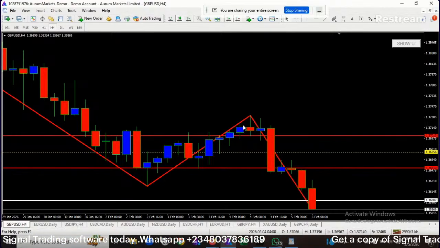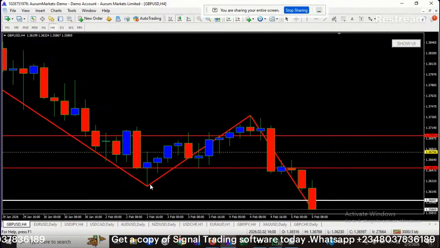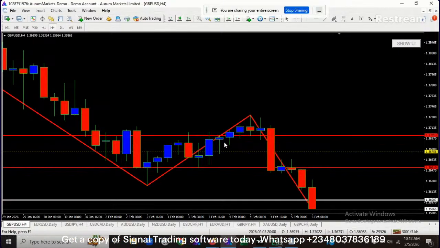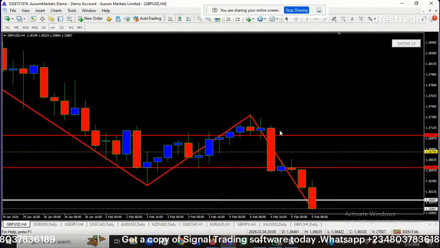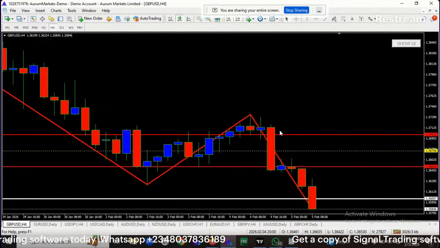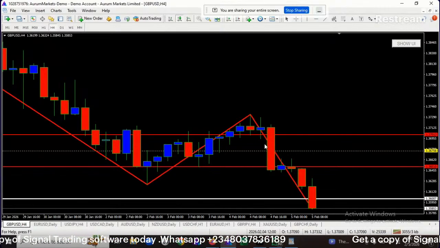So the formation of the shooting star pattern indicates that the bulls are becoming exhausted, and there's a high probability for price to retrace. There's a high probability for the trend to change because the buyers are becoming weaker. It means the bullish momentum has become weak. So for that reason, there is a high probability for price to drop.